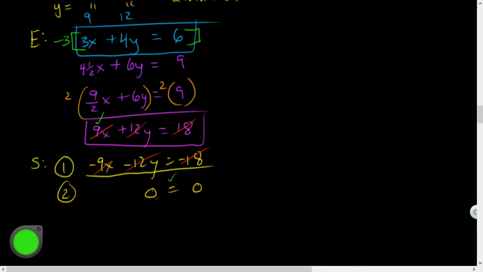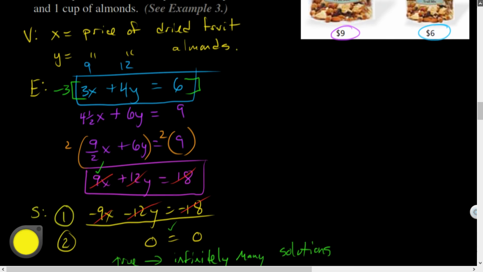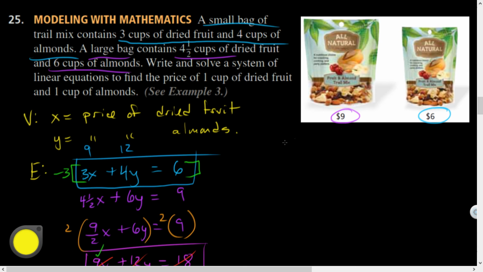You know, it's funny because it's true. It is so true. Classic. 0 equals 0. And because that's true, that means there are infinitely many solutions. So that means we actually don't know the answer to this. Or we know a lot of answers to this, I guess is the problem.